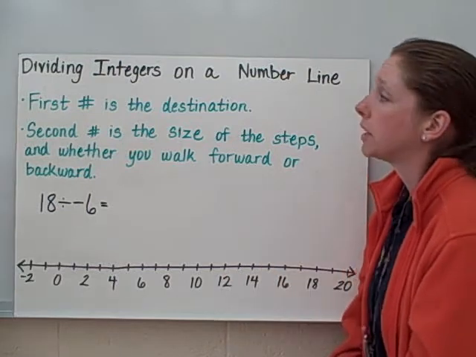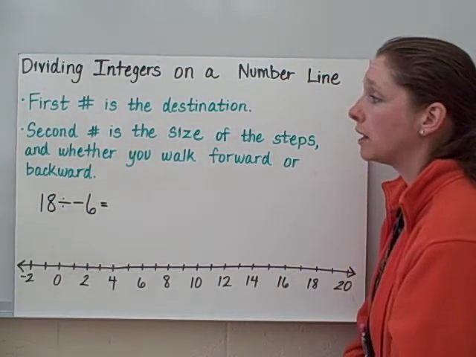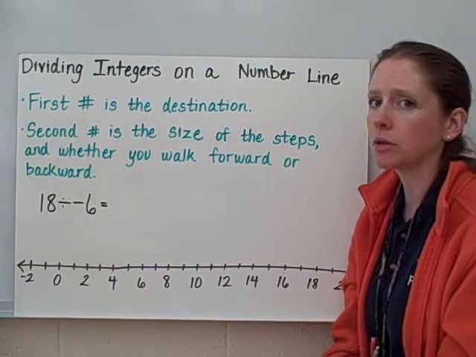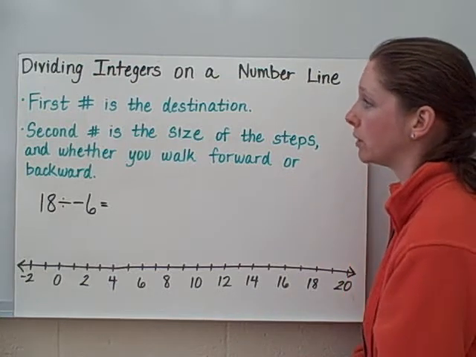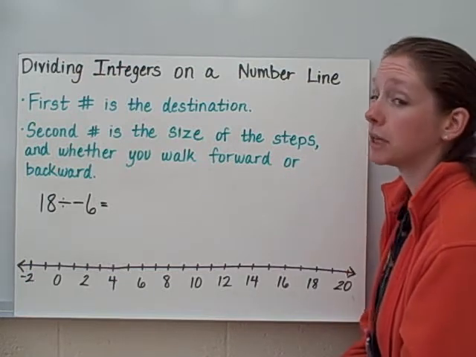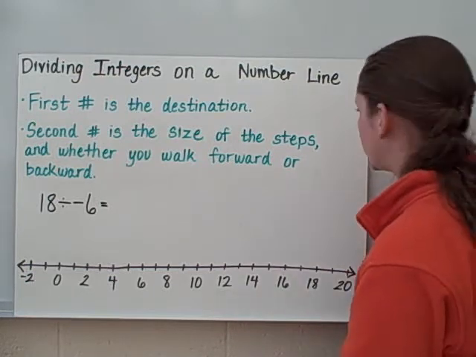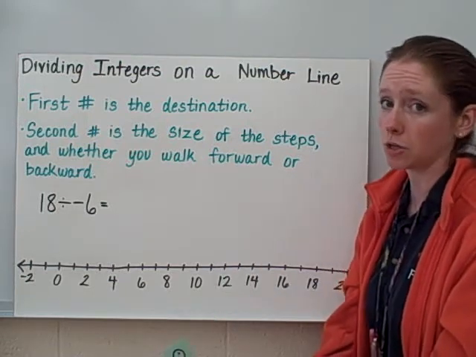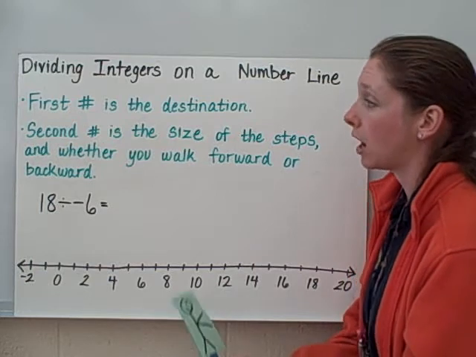We've also got a concept to talk about with dividing integers on a number line. In green here, I've got 2 steps I need you to think about as we start talking about dividing rational numbers, and specifically with negatives. Our first number is going to be our destination. So we're going to use a little person here to help us. Our person is always going to be facing the destination where they want to go, starting off at 0, of course.